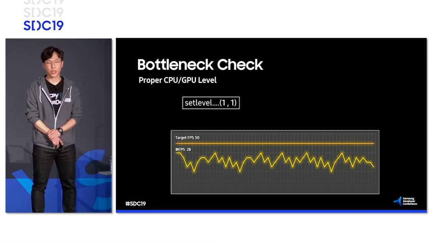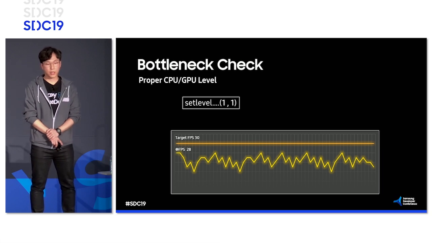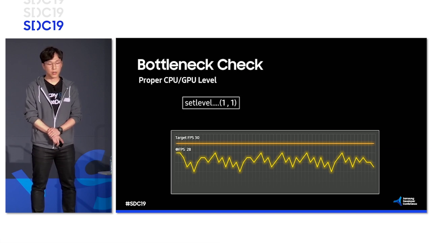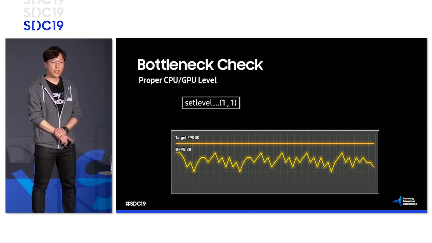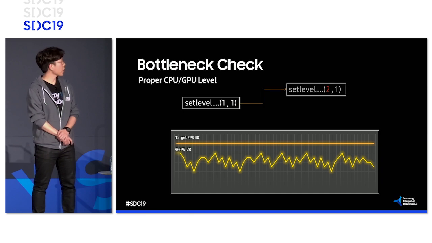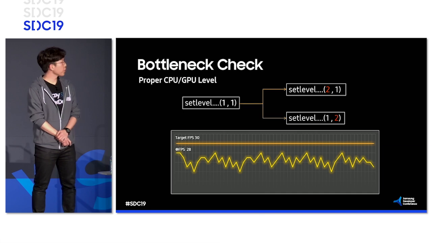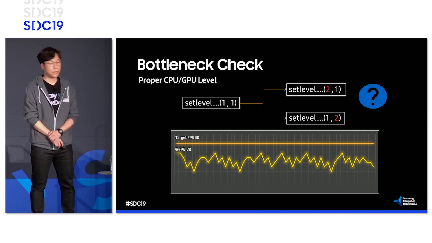So how about this situation? When your game sets CPU level 1 and GPU level 1, and your game target FPS is 30, but your game is running around 28 FPS. So you should increase the CPU or GPU level. If your game is CPU bottleneck, then increase the CPU level. Or if GPU bottleneck, you can increase the GPU level. But you don't know the bottleneck point.